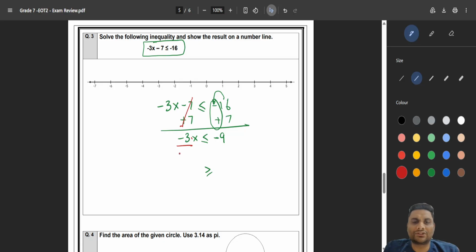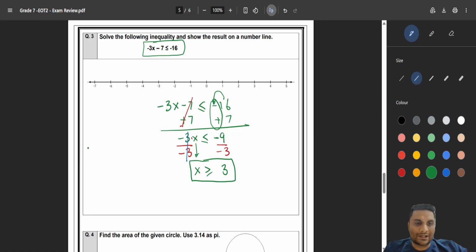For multiplication we will do division. Divide by how much? Minus 3. Divide by minus 3. So 3 and 3 are gone. What do I have? Here x. Now the sign changed. See, here it was less than, now it became greater than or equal to 9 divided by 3, which is 3. Same sign, 9 plus. So now what is my final answer? x is greater than or equal to 3.